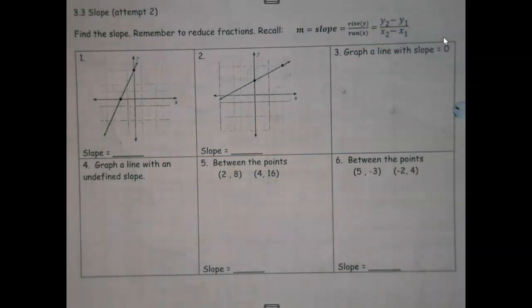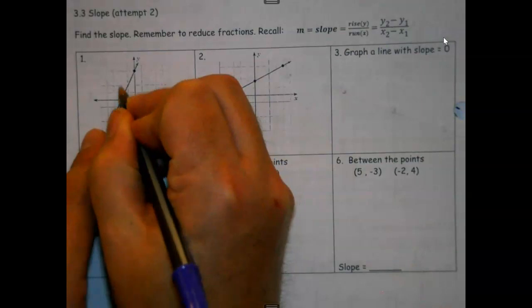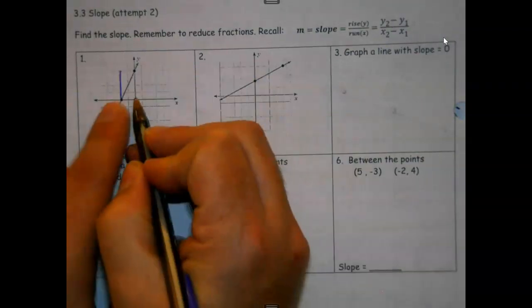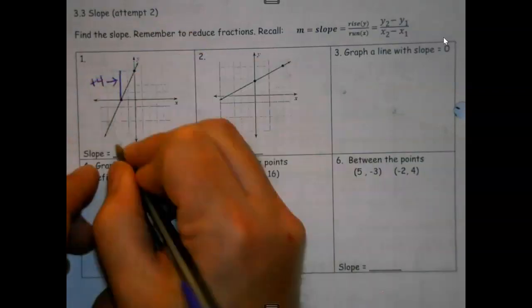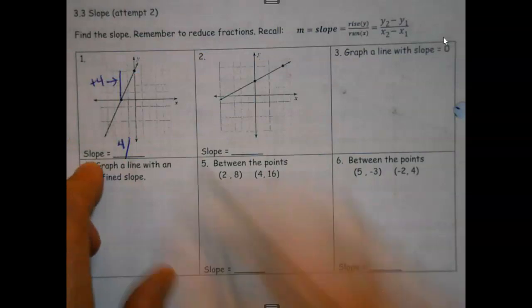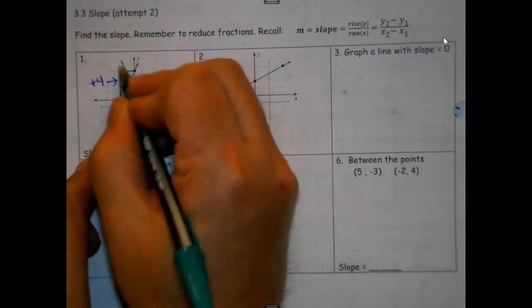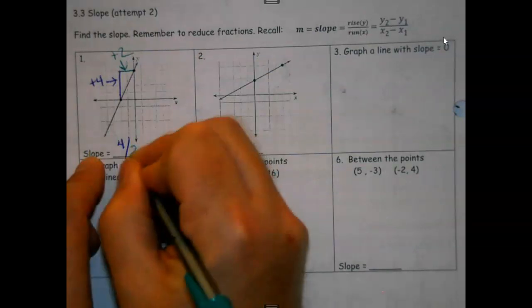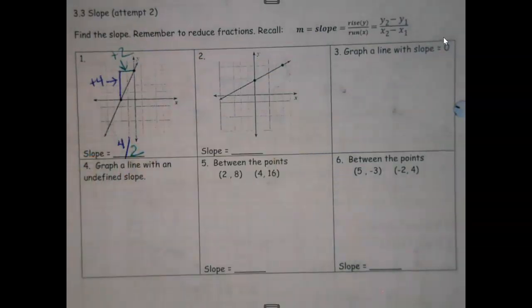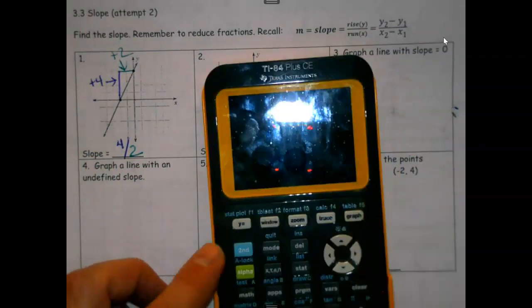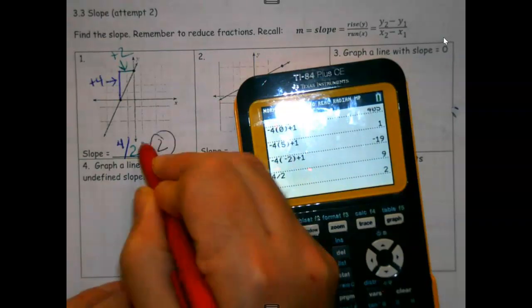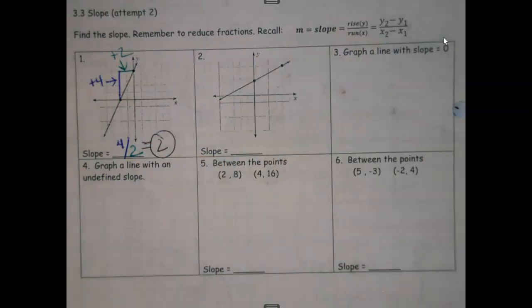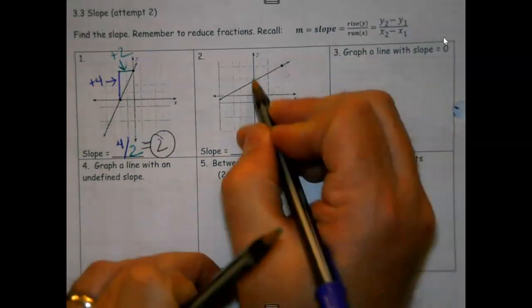So rise over run, we've chatted about already. How many did I go up? 1, 2, 3, 4. I went up 4. And right 1, 2, which is also positive. But when you do slope, you've got to make sure it's simplified. 4 divided by 2 is 2. So make sure we get this to 2, or 2 over 1. That would actually be very good as well. But that's really all we're doing with these.